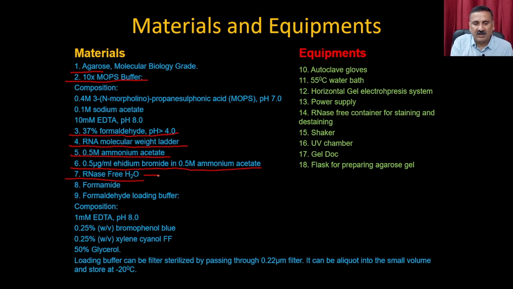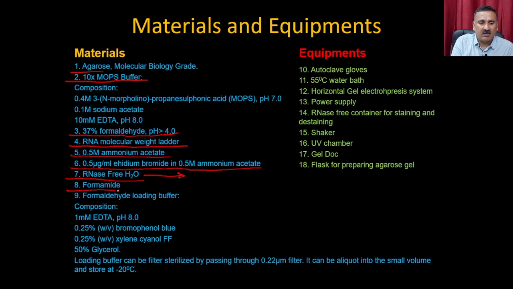If you don't have the RNase free water, then you can utilize the standard procedure to prepare RNase free water. Although RNase free water is readily available from different vendors, if you don't have it, you can prepare the RNase free water in your lab. Then you also require the formamide, and you also require the formaldehyde loading buffer. The composition of the formaldehyde loading buffer is 1 millimolar EDTA pH 8, 0.5% bromophenol blue, 0.25% xylene cyanol, 50% glycerol.